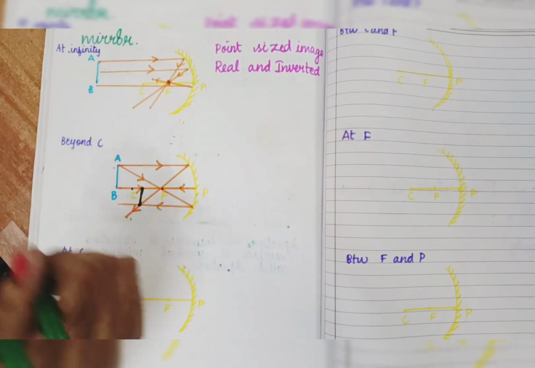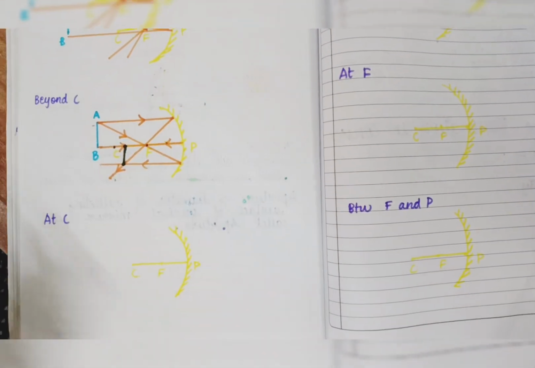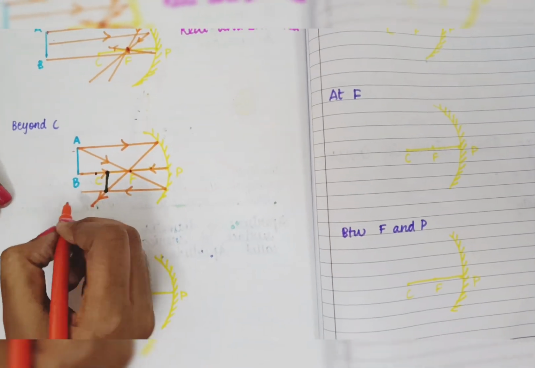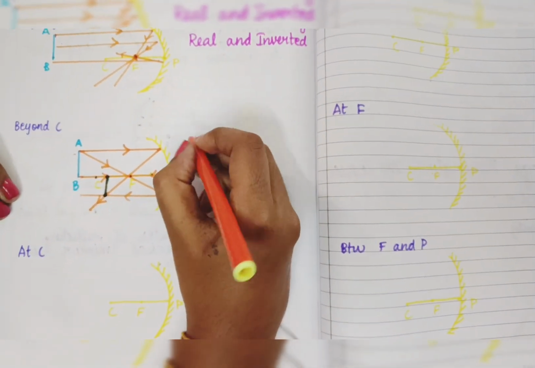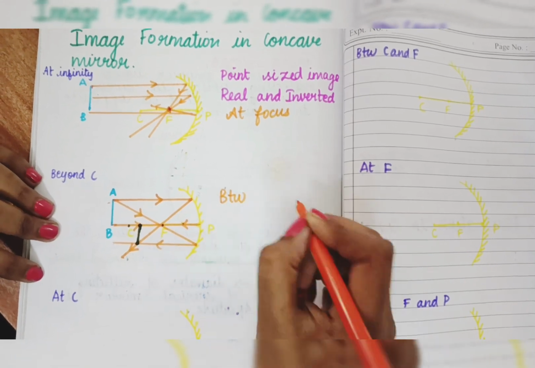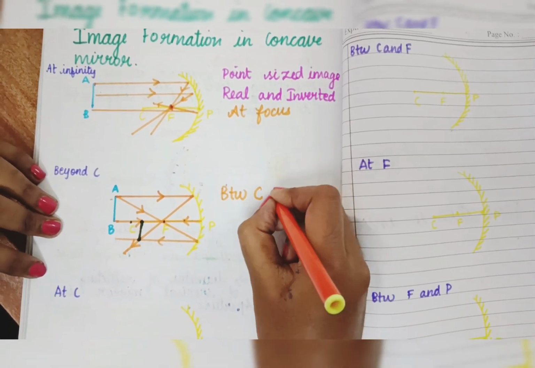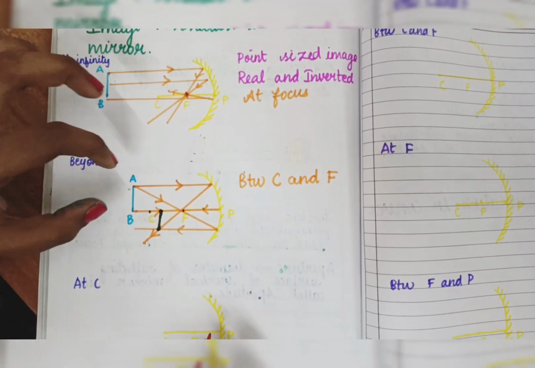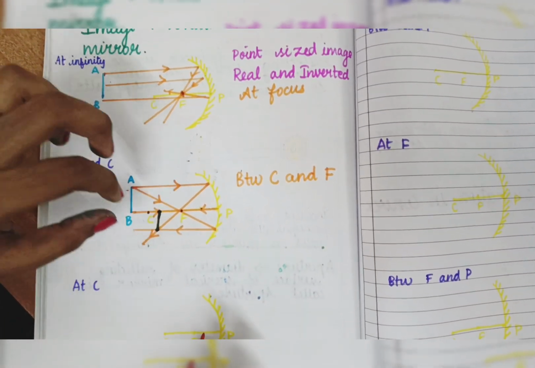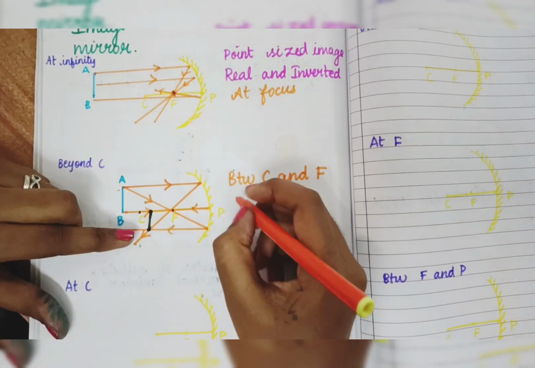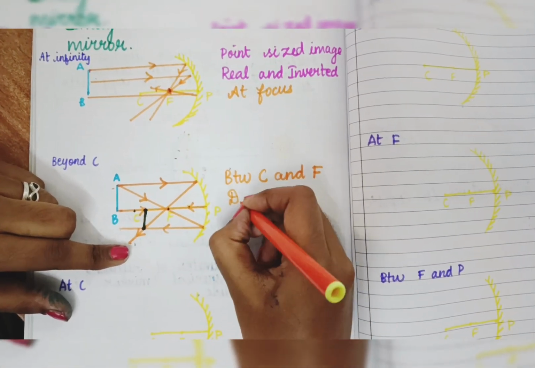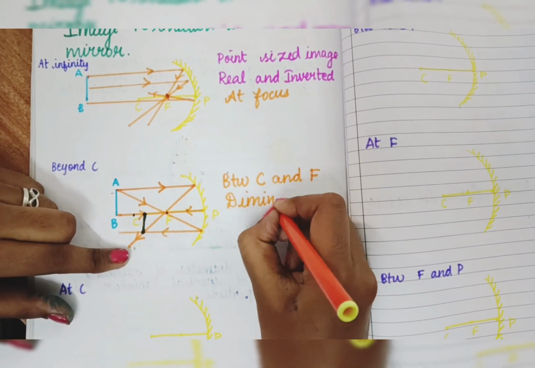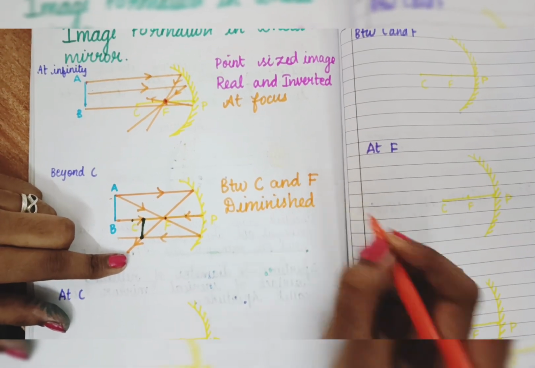Okay, you should remember that when the object is kept beyond C, the image is formed between curvature and focus. You can observe that the height of the object is bigger than the height of the image. Therefore, the image is diminished, which means the image size is smaller than the object.